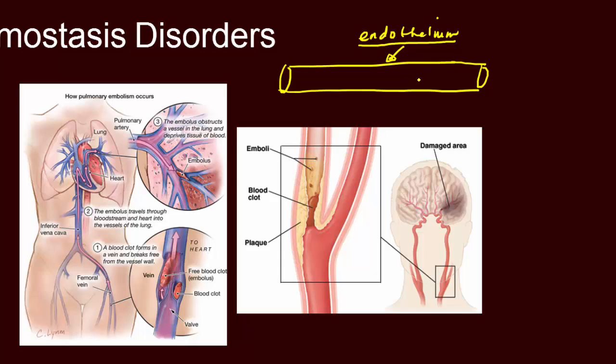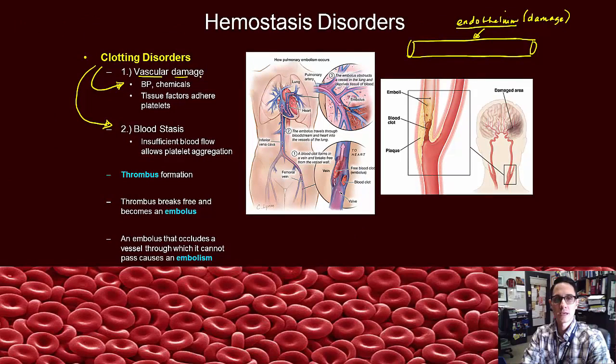Okay, same thing with very high blood pressures. That can damage the endothelium. And if we end up with endothelial damage, but we don't actually tear a blood vessel, we can also cause clots to occur. Okay, and in this case, we have vascular damage, and some of those tissue factors, which are little signaling molecules that the endothelial cells will produce.